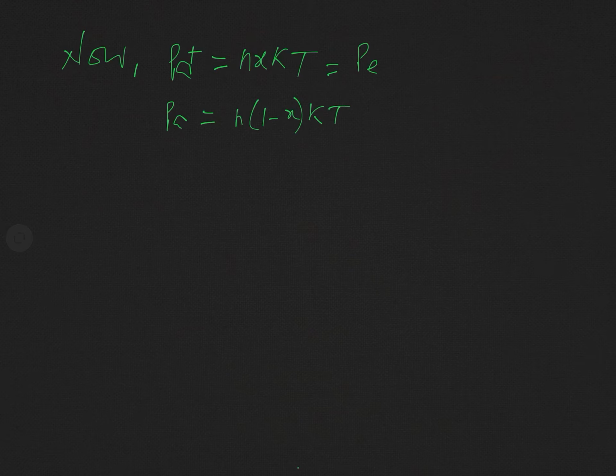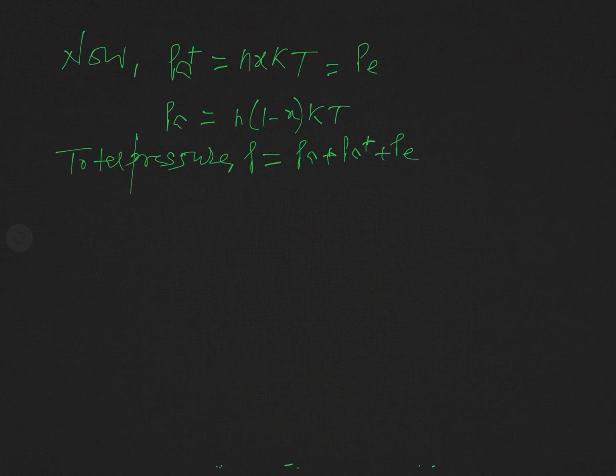In fact, PA plus, PE and PA are the partial pressures which the different species exert. So now the total pressure P can be found. We know the total pressure is simply the sum of the partial pressures. So this will be PA plus PE, and substitute the value of PA.